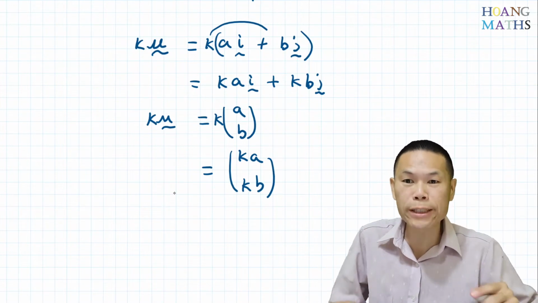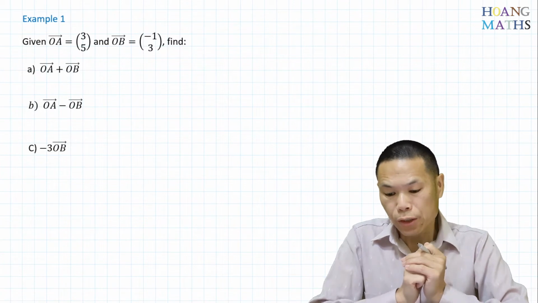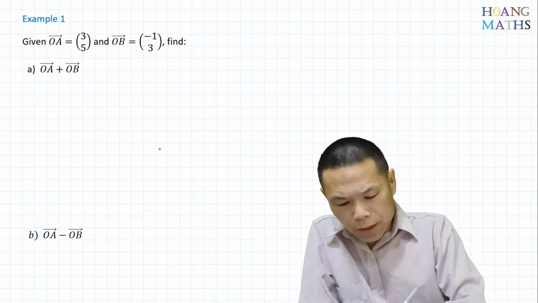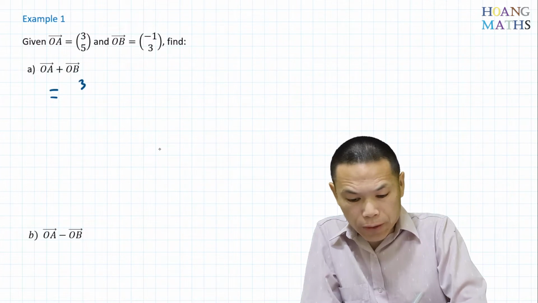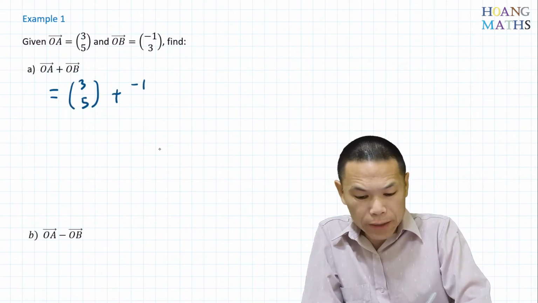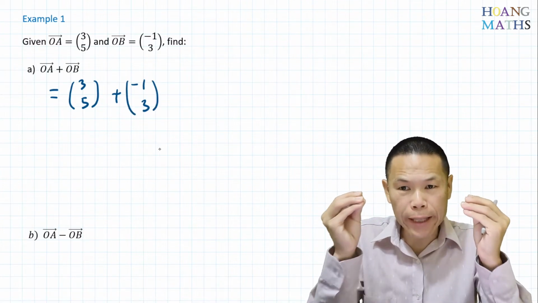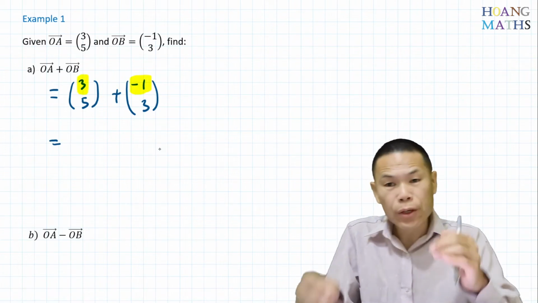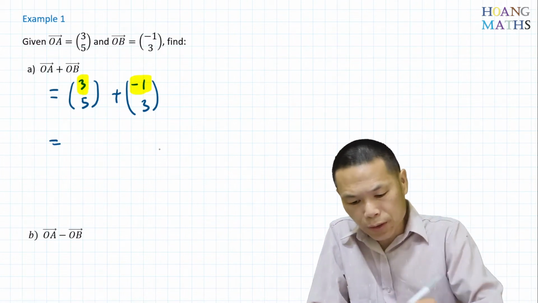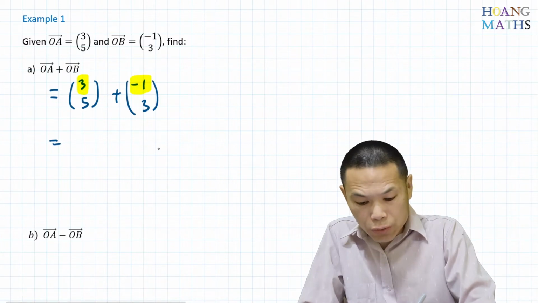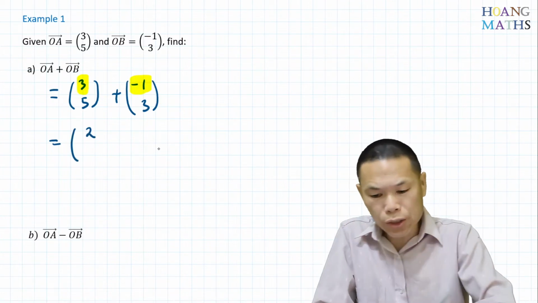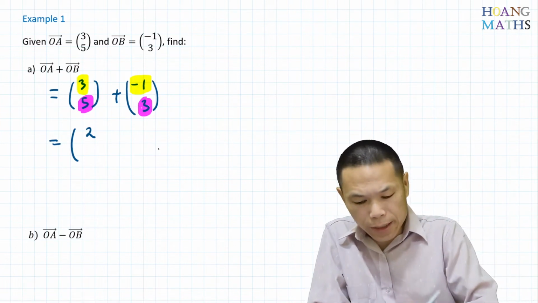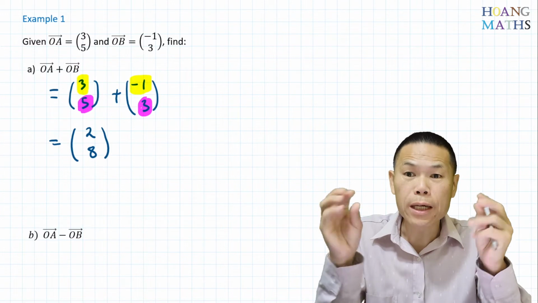There you go. Let's go through a couple of examples. So first one. Let's add the two vectors together. So vector OA plus vector OB. Let me just write this down. So that is equal to (3, 5) add (-1, 3). Remember, we just add the i components together. So that is 3 plus -1, which means 3 minus 1, which is 2. And then the j component is 5 plus 3. So 5 plus 3 is 8. So OA plus OB is (2, 8).